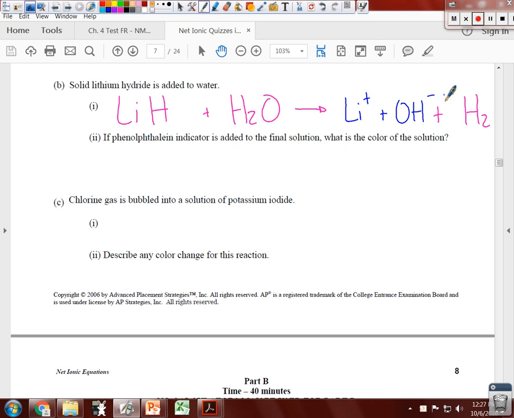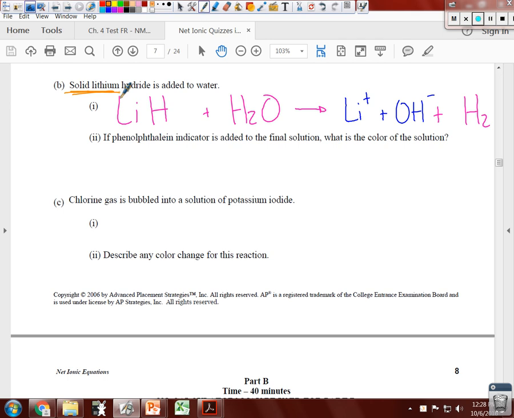Why? Bingo. Now, because it's a strong base, you must write it dissociated. And I know what you're thinking. If it's dissociated, lithium's a group 1, why is it still there? And that's the important part. Remember, we only cancel what changes, what stays the same. Did lithium change states of matter? It went from a solid to a what? An ion. That's the only reason it stayed.